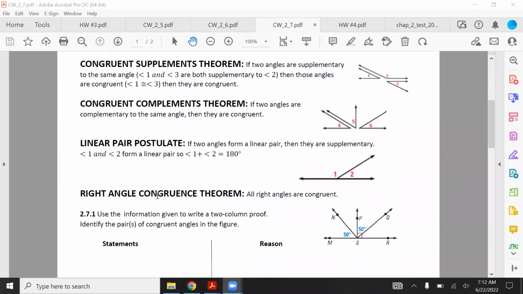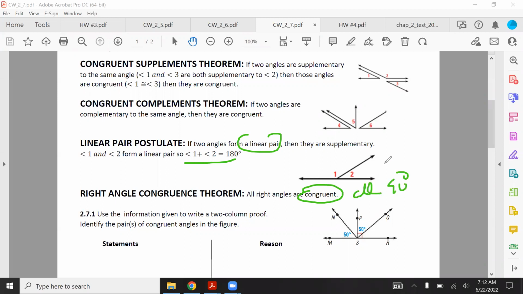Linear pair postulate. If you're told that 2 angles form a linear pair, then they're supplementary. Therefore, they have the 180. I think we already know that. So if they form a linear pair, then these two have to have the 180. Right angle congruence. All right angles are the same because they're all 90 degrees.